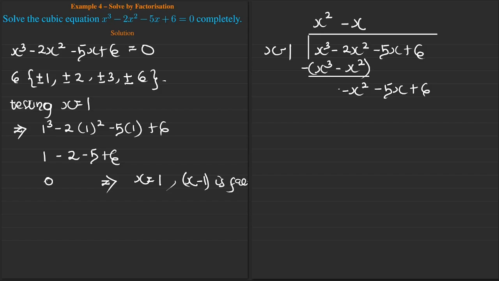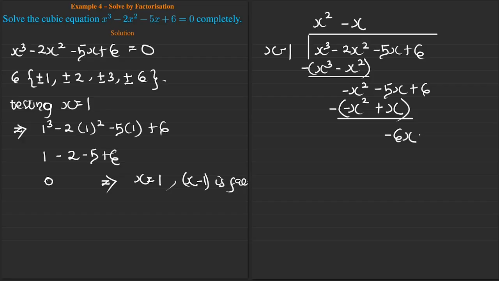So x times x gives us what? That is x times negative x gives us a negative x squared. Then negative 1 times negative x, we have a positive x. Then we subtract once again. So we have negative 5x minus positive x. That gives us a negative 6x.